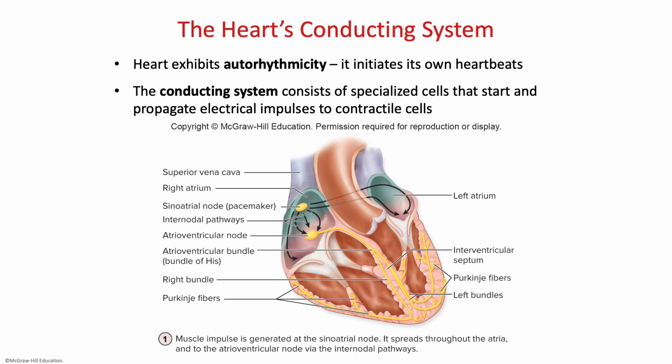It travels then to the atrioventricular node located between atria and ventricles, through the bundle of His, or the atrioventricular bundle, down the interventricular septum to the right and left bundle branches, and into the Purkinje fibers. And again, this is just the heart's conducting system, the way it establishes its own heartbeat by sending out electrical signals to all the contractile cells. What this means is that if we were to remove your heart from your body and place it on a table, it'll continue beating by itself.